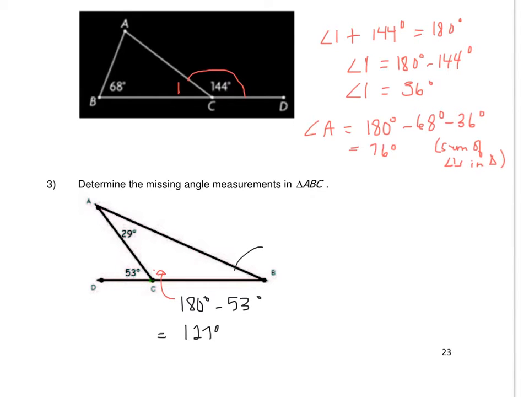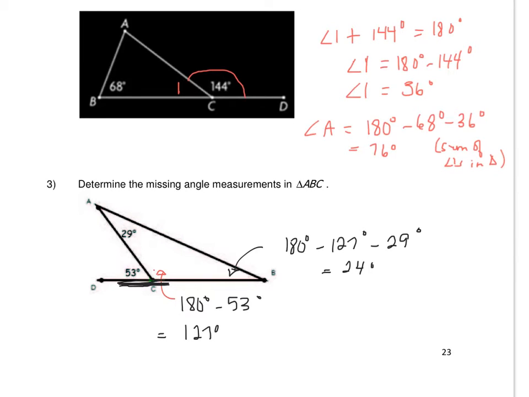And then this one here would have to be 180, take off the 127, take off the 29, because the three angles of the triangle have to add up to 180 degrees. So we take that off, you're left with 24. Okay, so you're basically just using the idea that these two form a straight line here. So they have to add up to 180. So this is 53, this is just 180, take off 53.